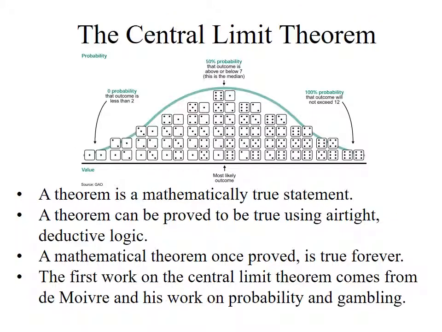Okay, so first of all, what is the word theorem? A theorem is a statement that is mathematically true, that I can prove is true using airtight, deductive logic. Once you have proved a theorem, it is true forever. You can go back to the theorems proved back in ancient Greece by Pythagoras and Euclid and those guys. Those theorems are still just as true today as they were back in the day. They're true forever because we use airtight deductive logic to prove these things. The central limit theorem is one of these.